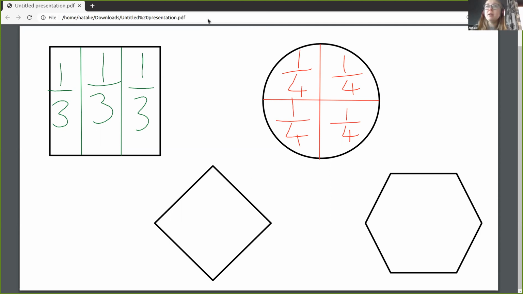Sixths. How can we divide our hexagon into sixths? How many pieces do you reckon we're going to get? If you're shouting out 6 at me, brilliant stuff. Yes, we are going to get 6 pieces in our hexagon. Ooh, my line is a bit wonky, but I'm sure you'll bear with me. And there we have it. 1, 2, 3, 4, 5, 6. Sixths.